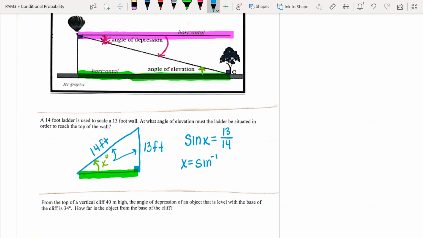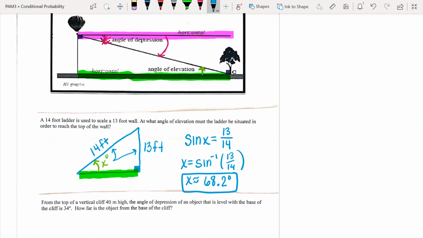So that's sine raised to the -1 of 13 over 14. And like you did in your last worksheet, you're going to put in 13 divided by 14 in your calculator. If you have my calculator, then you're going to hit second and the sine button to get inverse sine. And I guess we'll just round to the nearest tenth here. We're going to get x is approximately 68.2 degrees. Okay, so an angle of elevation is based on a horizontal line, and it's an angle that moves up from that horizontal line.